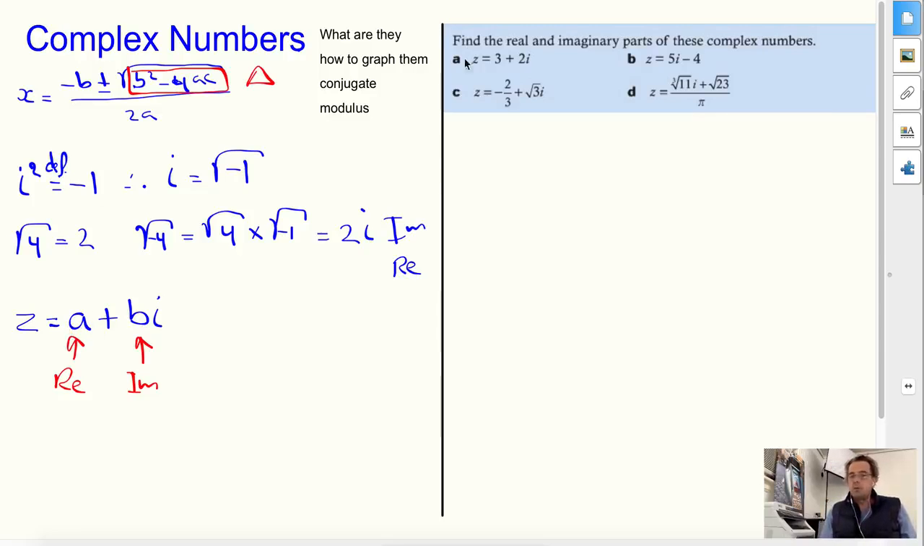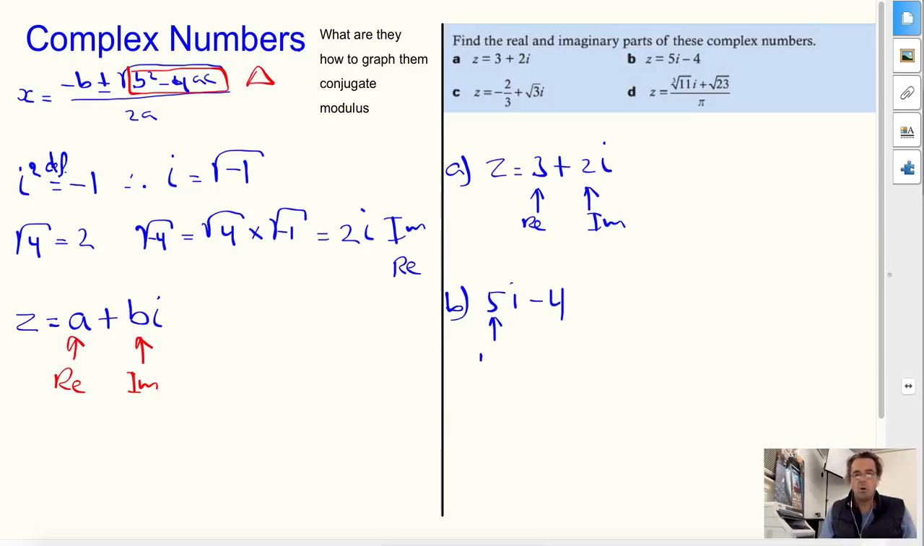So for instance, we look at some examples here. A, z is 3 plus 2i. This is the real part, and that 2 there is the imaginary part. For b, 5i take 4. This is the real part. Oops, no. That's the imaginary part next to it. That's the real part.